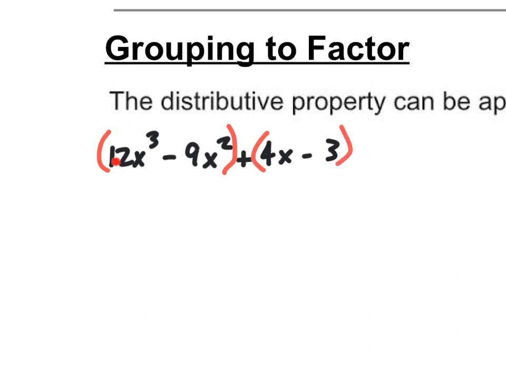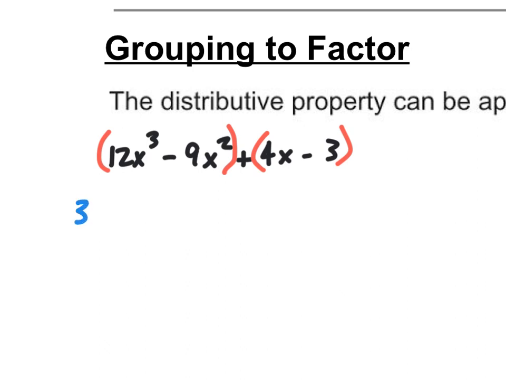I've got 4 terms here, with a polynomial of degree 3. If I take the first two and figure out what I could factor out of them, what I could factor out is a 3 and an x squared.